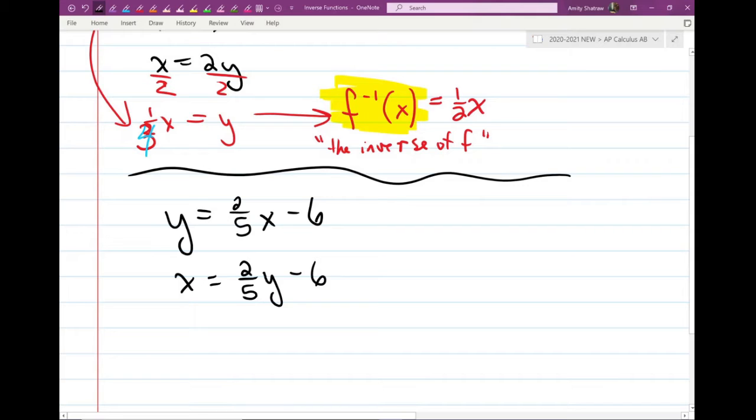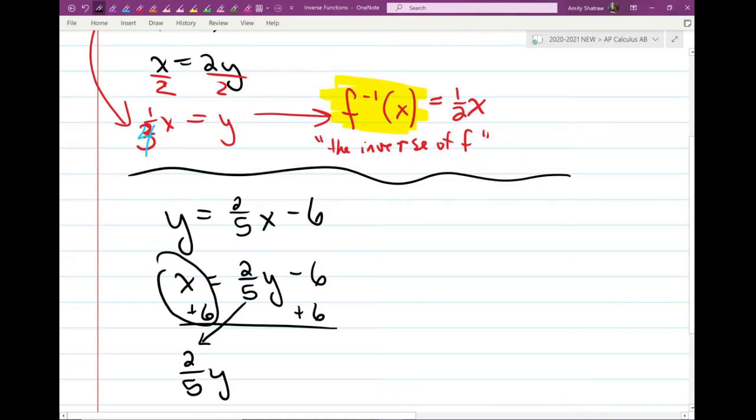And now I want to solve this for y. And so there is an operation here where I add 6 to both sides. And by the way, I'm going to put this 2/5 over here because my goal was to solve for y, and a lot of people like it when y is on the left. So I'm just moving that over there.